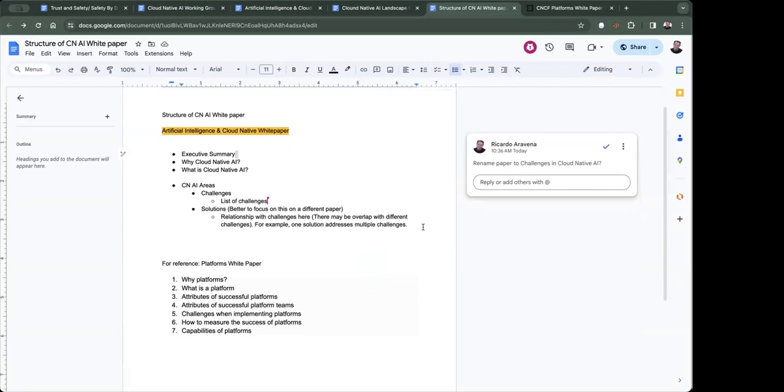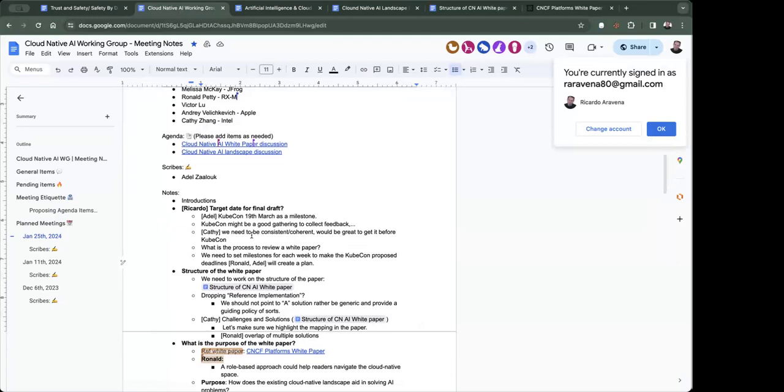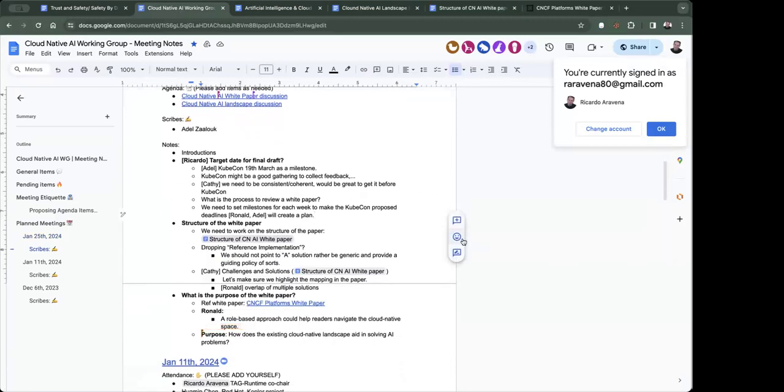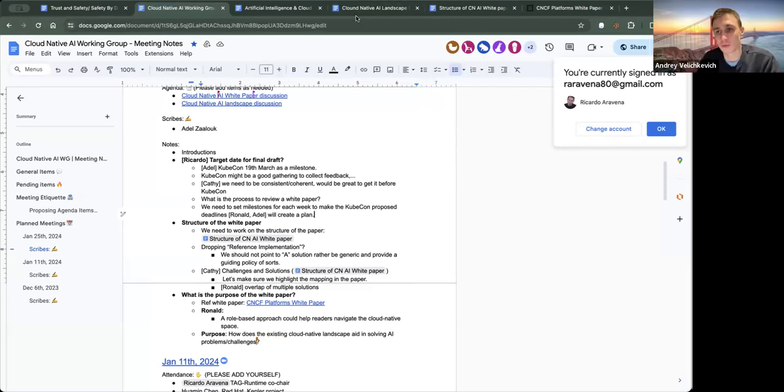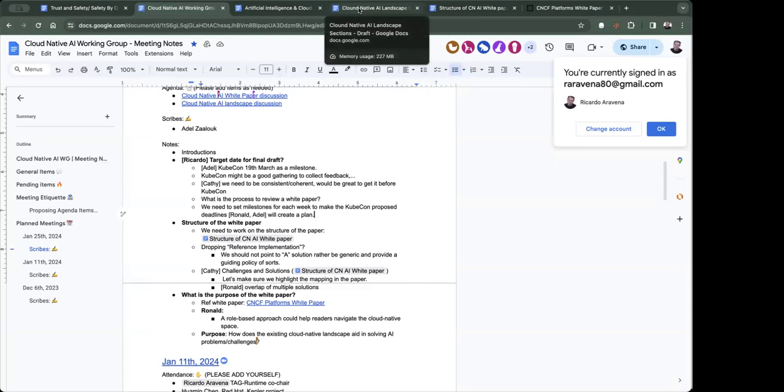I would say it's not just how the existing solutions solve AI challenges. We also need to concentrate more on the challenges. First, we need to know all the challenges, and then we can give some example solutions to solve them. But I'm not sure we can exhaust all the solutions or provide a comprehensive list. I think the paper should also welcome new solutions, with people developing new solutions to solve these challenges.